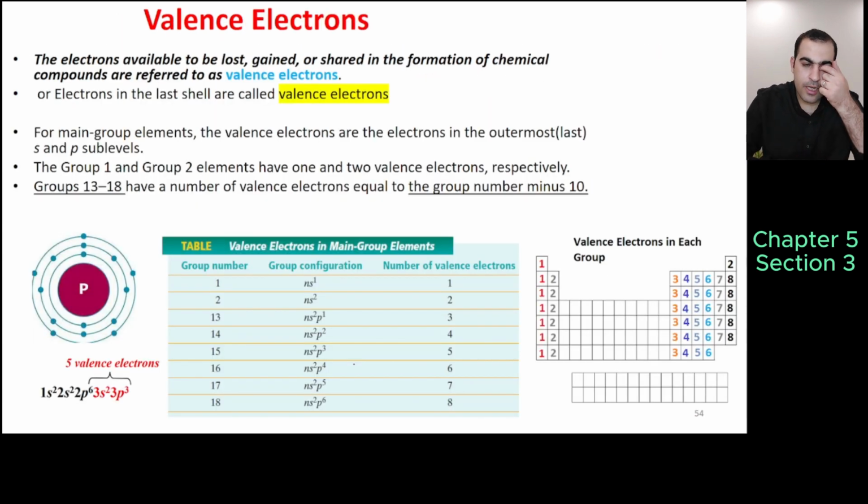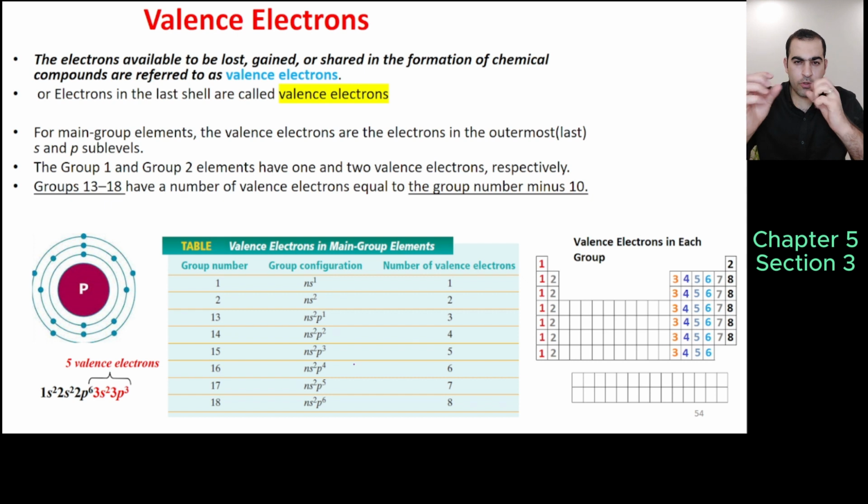Valence electrons, guys. Valence electrons are important. There are two definitions for valence electrons. Electrons that are available to be lost, gained, or shared in the formation of chemical compounds are referred to as valence electrons. Those electrons are going to be lost, gained, or shared. Ionic compounds, molecular covalent compounds, you have learned. Also, we're going to learn more.